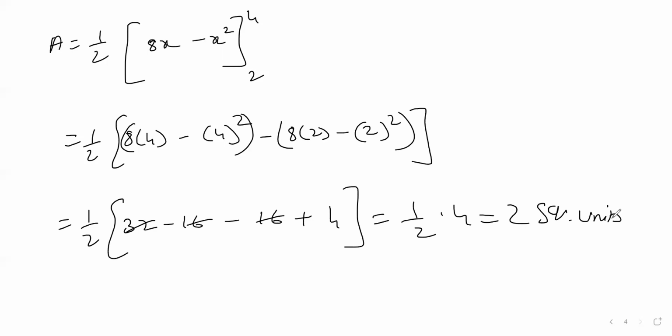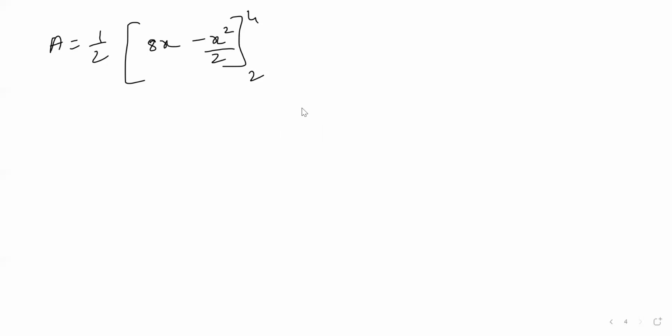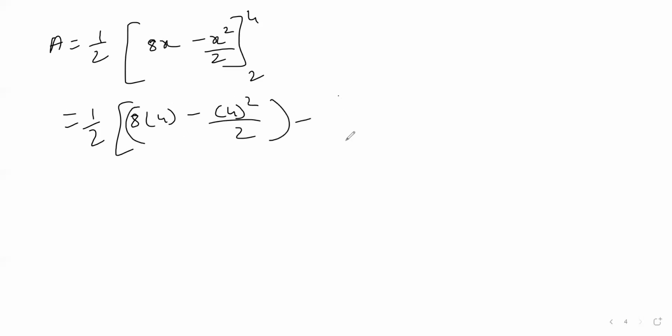Sorry, this is x square by 2. I have not taken this 2, so this answer is coming wrong. ये x square by 2 आ जाएगा integration उसका. This will be 1 by 2, 8 into 4 minus 4 square by 2, minus 8 into 2 minus 2 square by 2.